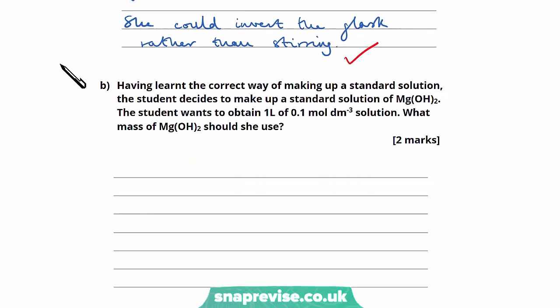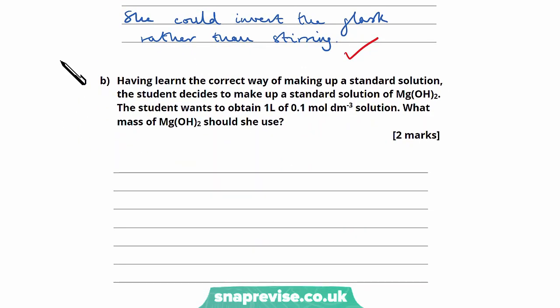Moving on to part B. Having learnt the correct way of making up a standard solution, the student decides to make up a standard solution of MgOH2, magnesium hydroxide.